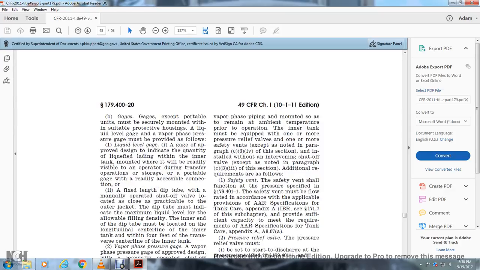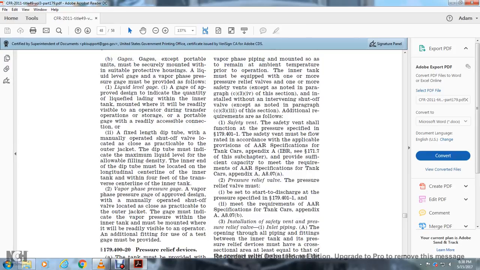Gauges. Gauges, except for portable ones, must be securely mounted with suitable protective housing. A liquid level gauge and a vapor phase pressure gauge must be provided. One liquid level gauge of approved design to indicate the quantity of liquid lading within the inner tank must be mounted where it will be readily visible and operated during transfer operations. A portable gauge with readily accessible connections to a fixed length dip tube, with a manually operated shutoff valve located as close as practical to the outer jacket of the dip tube, may be used.